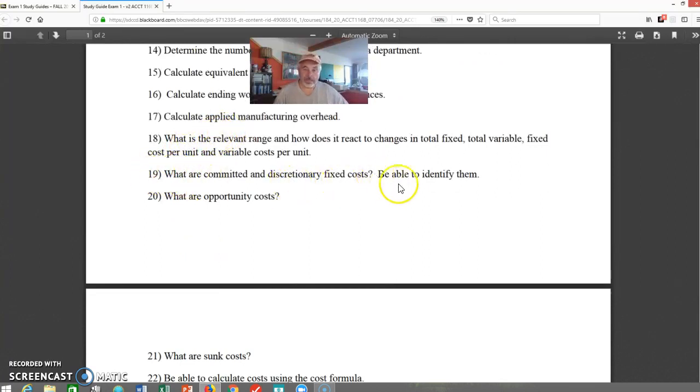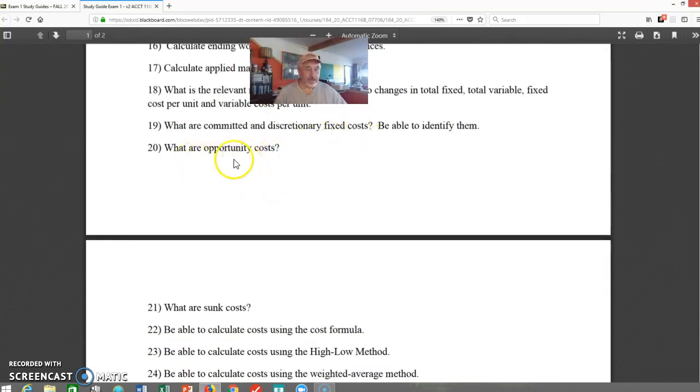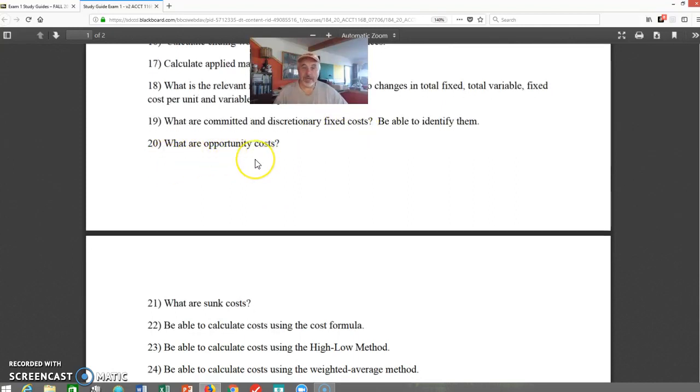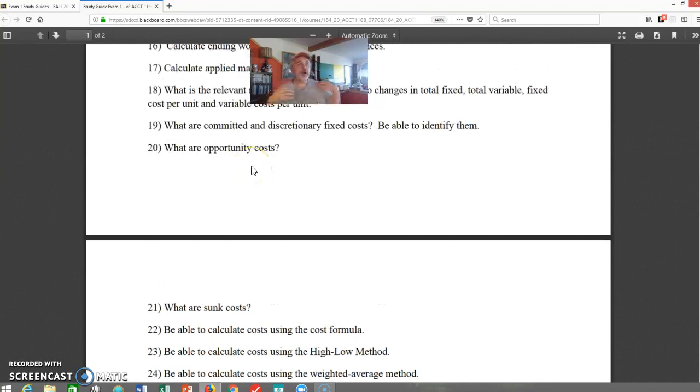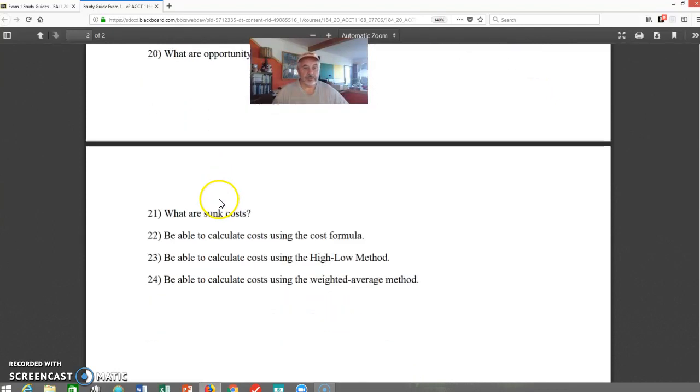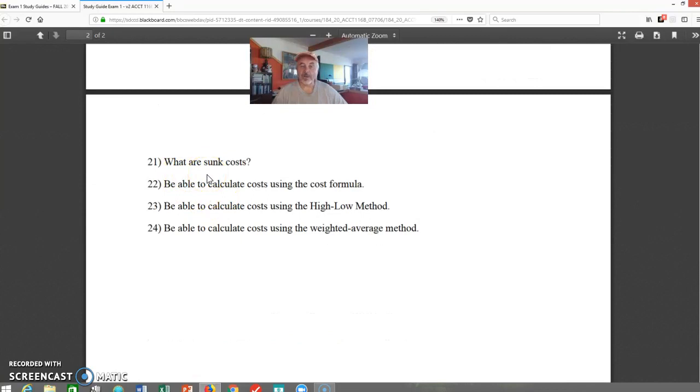What are committed and discretionary fixed costs? Committed costs are those that we commit to and they're hard to change. Discretionary are a little bit easier. Make sure that you can tell me examples. What are opportunity costs? Opportunity costs are those costs that someone will incur choosing one option over the other. Sunk costs are those costs that occur once you purchase or invest in something, and once you've done that, you will never recoup those costs. Those costs are not relevant to a decision.